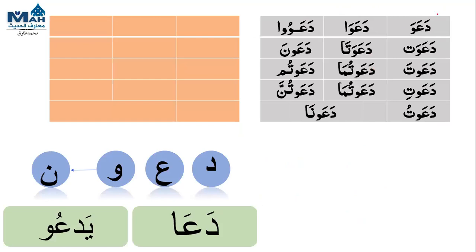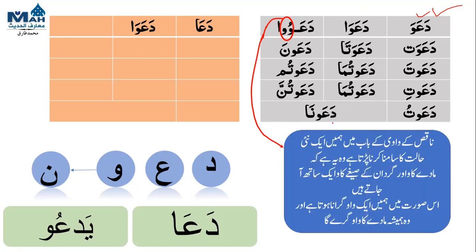So, can you start changing from here? First, read it in original form. Da'awa, da'awa, da'awu. Da'awat, da'awata, da'awna. Da'awta, da'awtuma, da'awtum. Da'awti, da'awtuma, da'awtunna. Da'awtu, da'awna. Okay, good. So, now start changing from here. Da'a, da'awa, da'awu. Okay, here one thing will change.